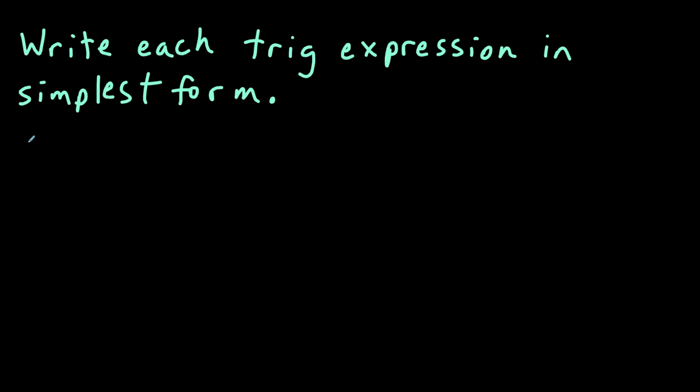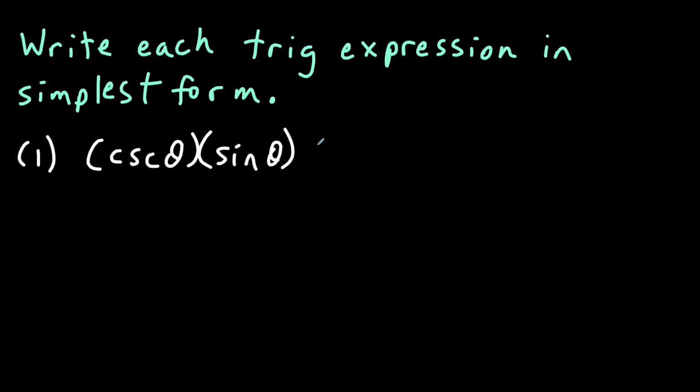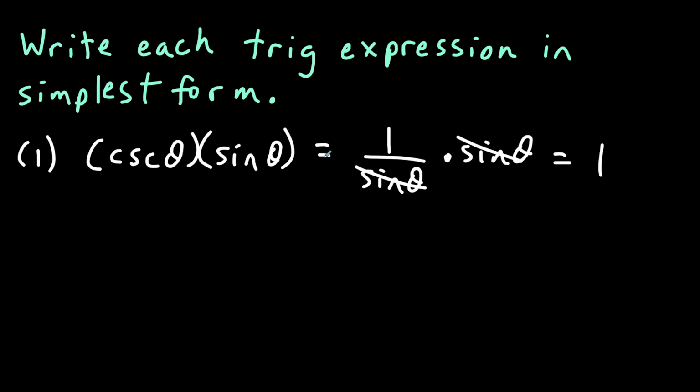So we're going to start off here. Question 1, we're going to simplify cosecant theta times sine theta. This is about as straightforward as it gets. The identity for cosecant is the reciprocal of sine theta. So we could rewrite this as 1 over sine theta times sine theta. And then notice here, these factors just cancel out. So the first question just simplifies to 1.